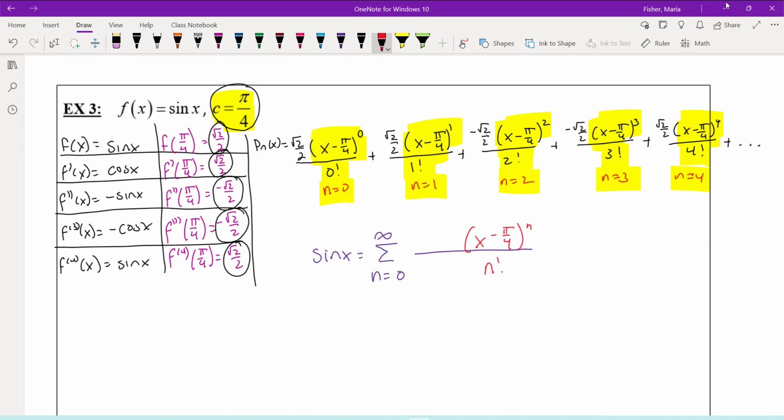Now I have to figure everything else out. Well, what's left over? Well, just some numbers, right? The square root of 2 over 2, the square root of 2 over 2, negative square root of 2 over 2, negative square root of 2 over 2, the square root of 2 over 2. So let's figure out this positive and negative stuff.